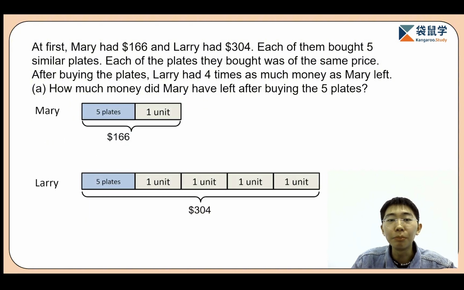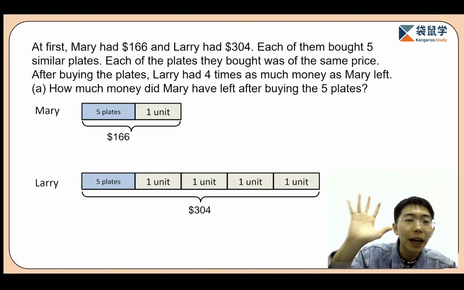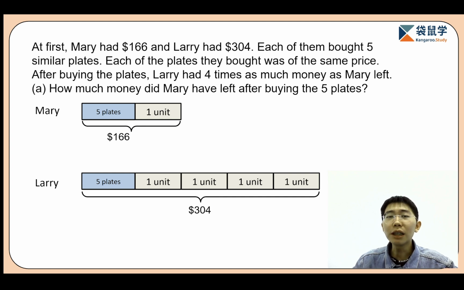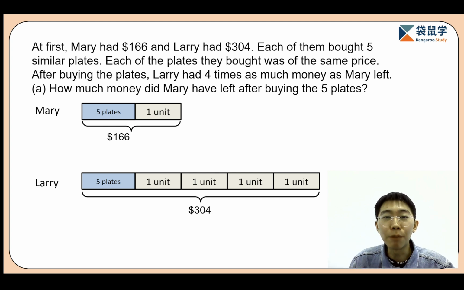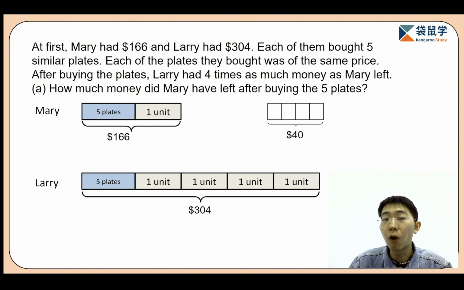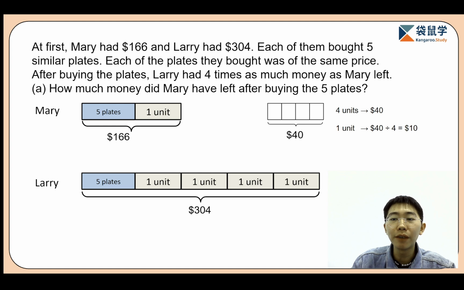How much money did Mary have left after buying the 5 plates? We know that Mary had 1 unit left. So the question is actually asking, what is the value of this 1 unit? How do we find out? Now let me give you an example first. Let's say I know that 4 units are equivalent to $40. How do I find out the value of 1 unit? We can first write down 4 units to 40, and then we can use 40 divided by 4 to obtain the value of 1 unit.